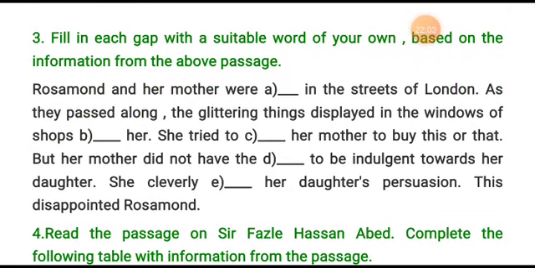Number 3. Fill in the gaps. Rosamond and her mother were dash in the streets of London. As they passed along, the glittering things displayed in the windows of shops dash her. She tried to dash her mother to buy this or that, but her mother did not have the dash to be indulgent towards her daughter. She cleverly dashed her daughter's persuasion. This disappointed Rosamond.